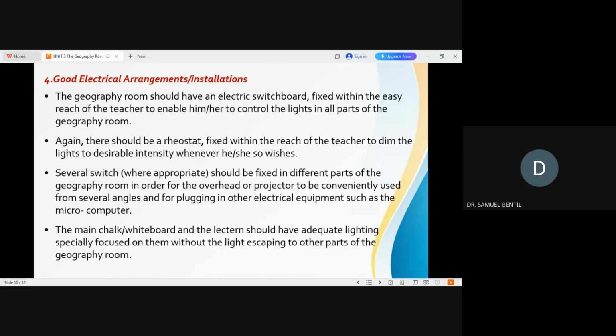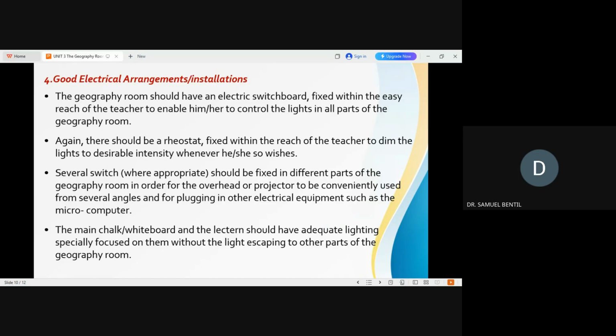And these electric switchboards should be fixed within areas that the teacher can easily access, in order to enable the teacher to control the light in all parts of the geography room. That means that in the geography room, there should be a number of electrical switchboards which the teacher can easily use to control the various lighting systems.